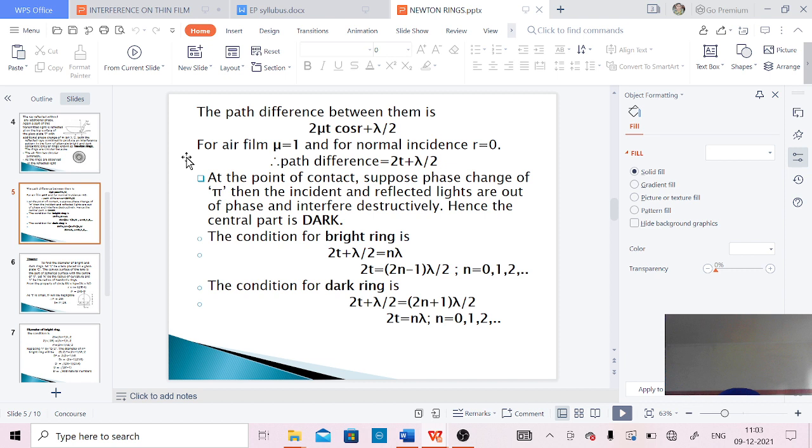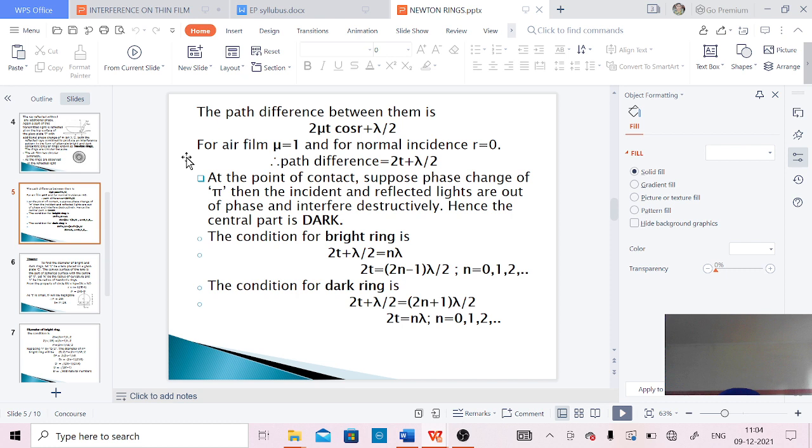We already know the refractive index of air is 1, and for normal incidence r equals 0. So as mu becomes 1 and r equals 0, cos 0 is 1, and the path difference becomes 2t plus lambda by 2.